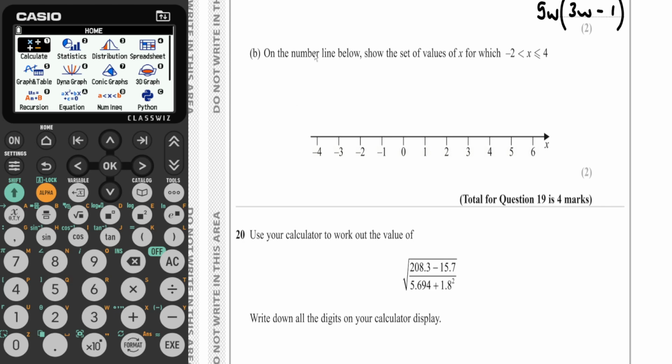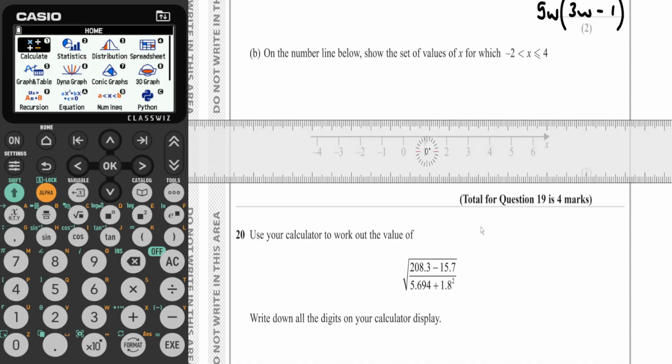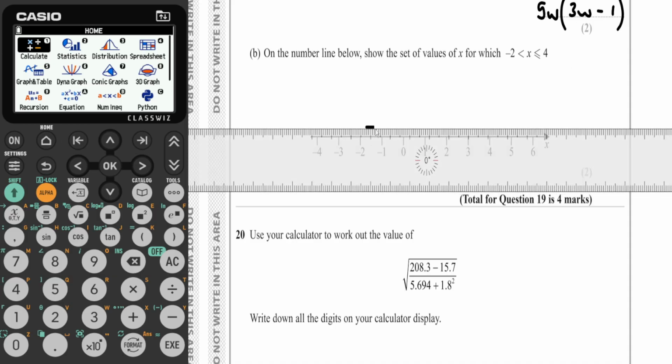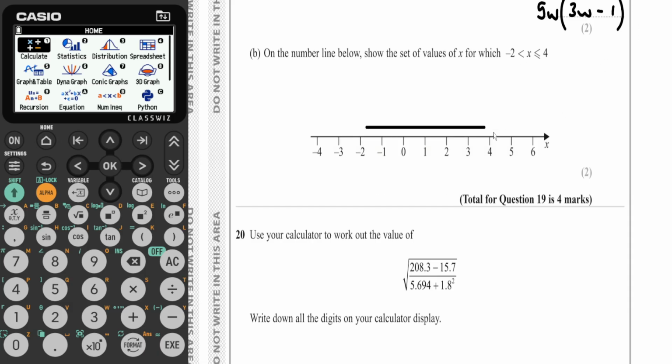Part B, on the number line below, show the set of values of x for which negative 2 is less than x, which is less than or equal to 4. So we have values in between negative 2 and 4. Let's show the circles. Because here we've got a strong inequality, we leave the circle empty, and because here we've got a weak inequality, we would fill in the circle here.